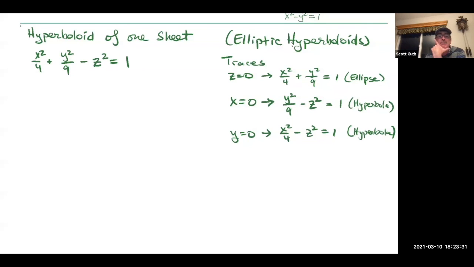Right, so we're doing a hyperboloid of one sheet, and these are the three traces. This is a hyperboloid of one sheet because it's really one surface, as you'll see when we graph it. But when we set z to a constant, you can see we're going to get an ellipse. So let's go ahead and draw this ellipse where z is 0.